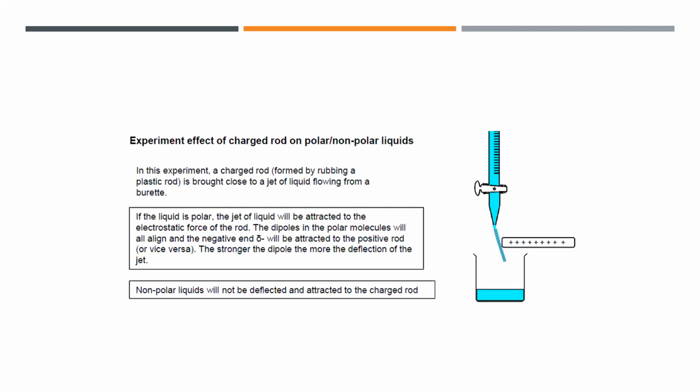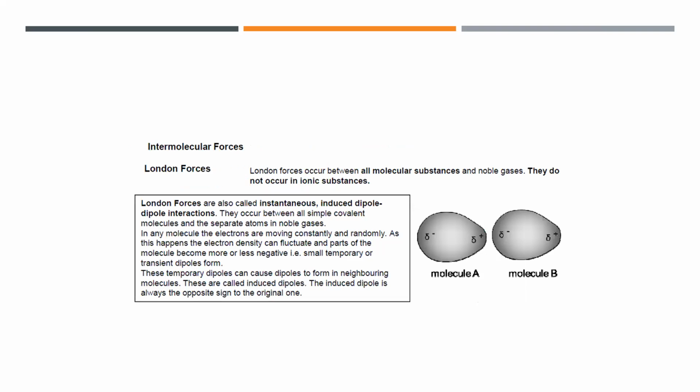A simple experiment to identify whether a molecule is polar or non-polar: we pass a jet of that substance near a charged rod. If it deflects, it will be polar. If it is not deflected, it will be non-polar.